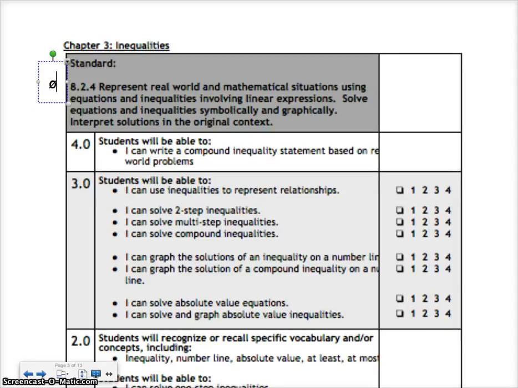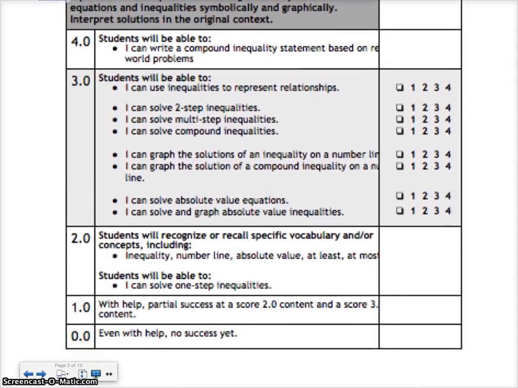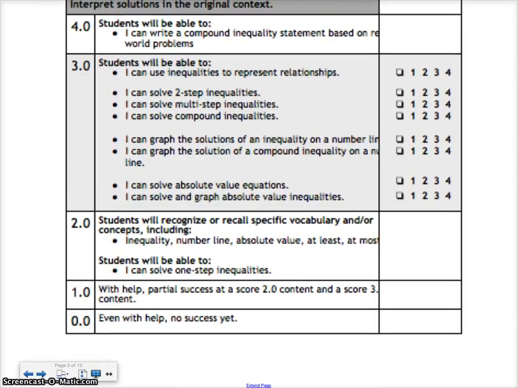Okay, we're moving on to graphing compound inequalities today. Notice that that is part of the third to last benchmark for our standard, where it says I can graph the solution of a compound inequality on a number line. That's hidden, but it's on a number line.